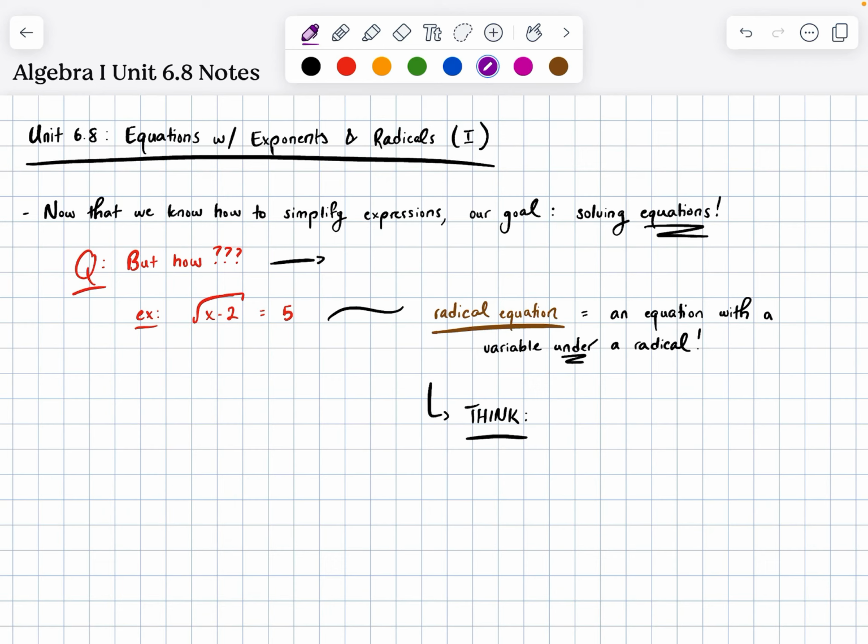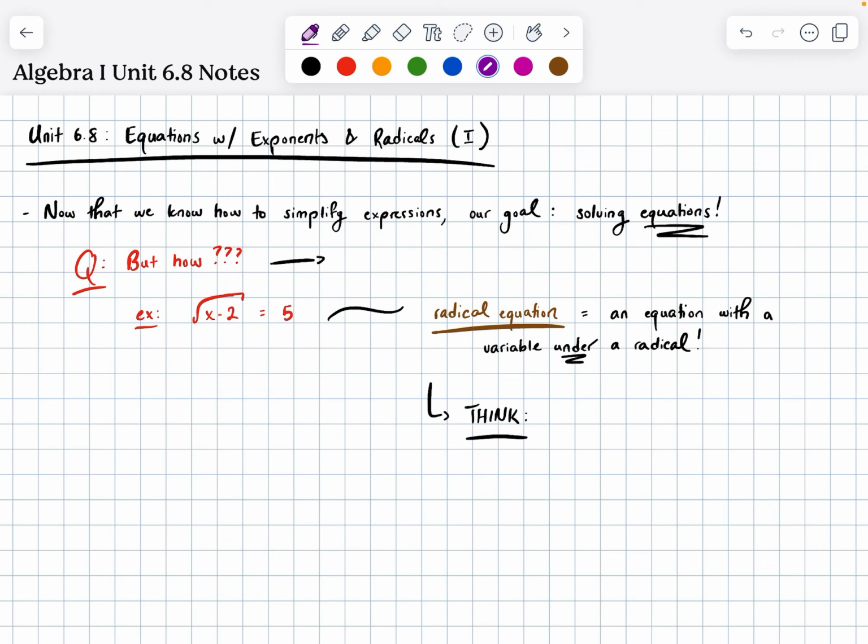So say, for example, I've got something like this. The square root of the quantity x minus 2 equals 5. This is an example of what we call a radical equation, which you may remember we said at the beginning of Unit 6. In fact, we said it with this exact equation. It is an equation that has a variable inside of a square root or a third root or a fourth root or a fifth root.